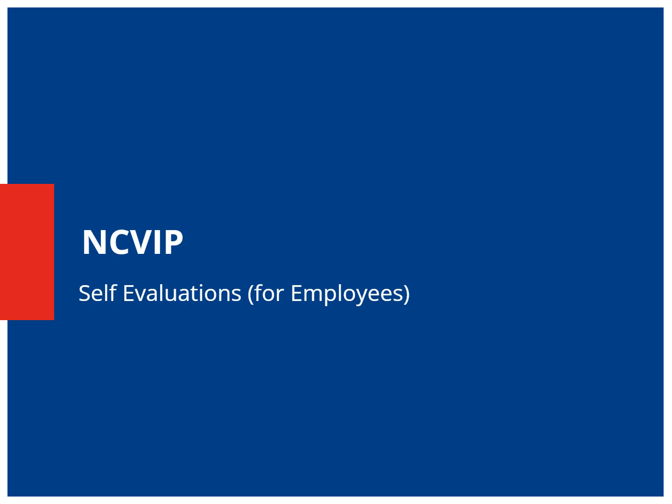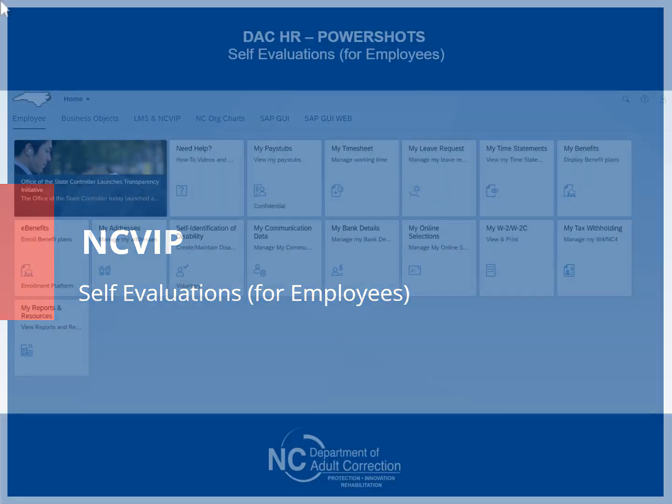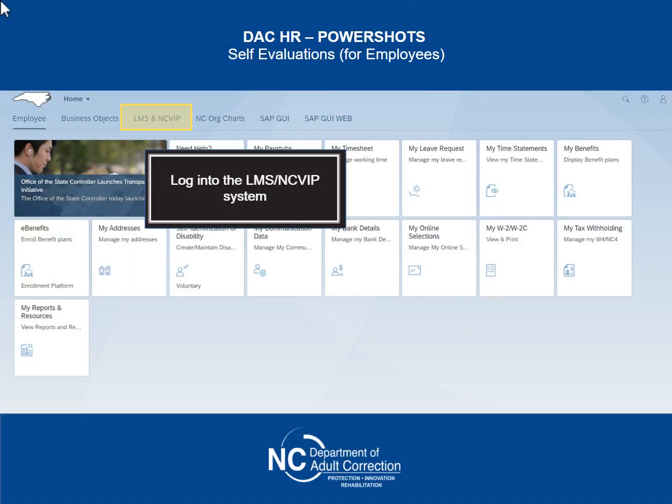This PowerShot demonstrates how employees complete their self-evaluation during Step 1 of the annual performance evaluation stage of the performance management cycle. You'll receive an email notification when it is time to complete your self-evaluation. Once you've received the email, log into the LMS and NCVIP system to get started.